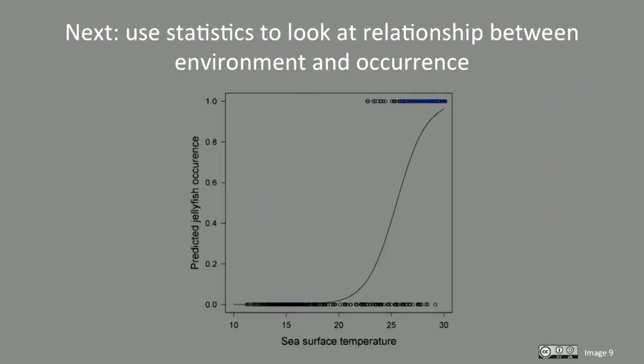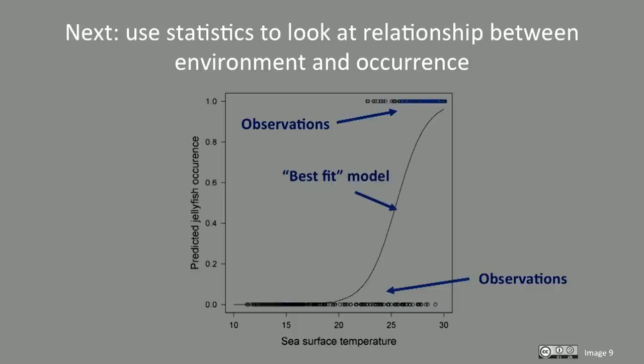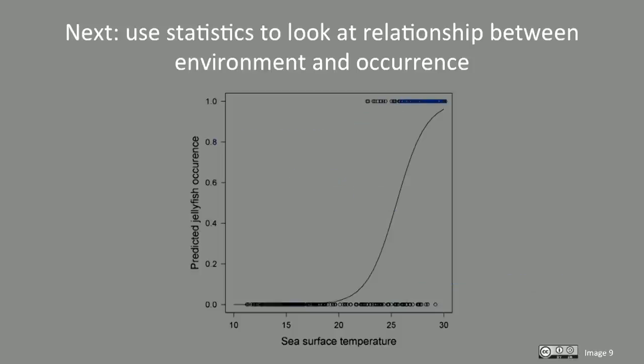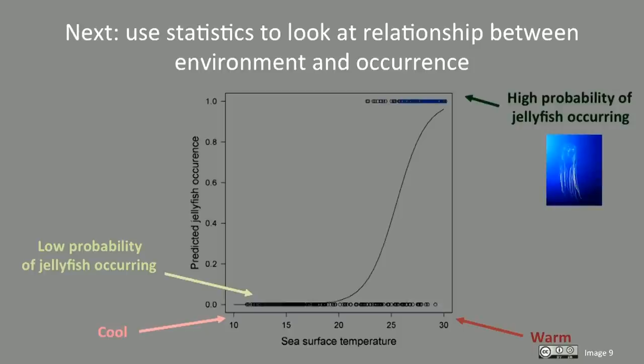So if we have this data on where a species is, we can build a statistical relationship between the temperature and the occurrence of the species. So while it's not necessary to fully understand the mathematics behind that, I'll try and explain the broad concept. We have some observations where the jellyfish is not, and observations where the jellyfish is. And we use that observation to find a line of best fit. Clearly, where the temperature is cooler, the chance of finding a jellyfish is very low. When the temperature is a lot warmer, the chance of finding a jellyfish is very high. And this curve summarizes that relationship.